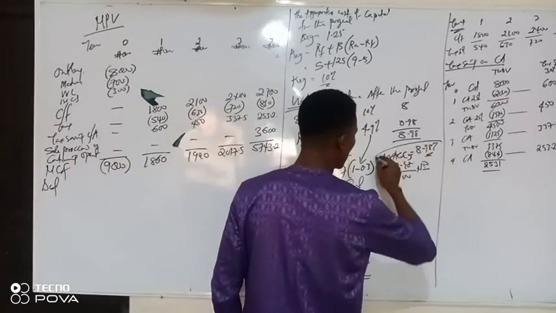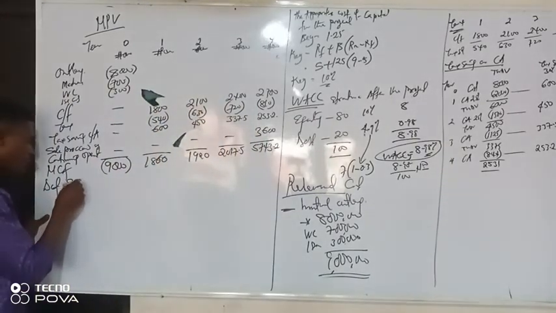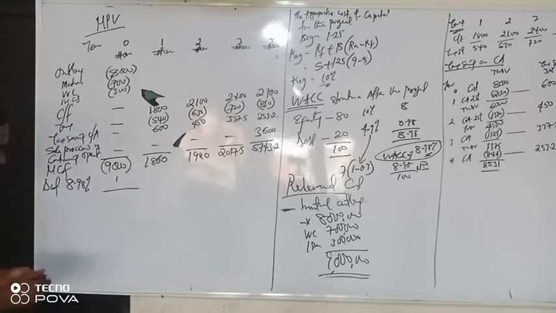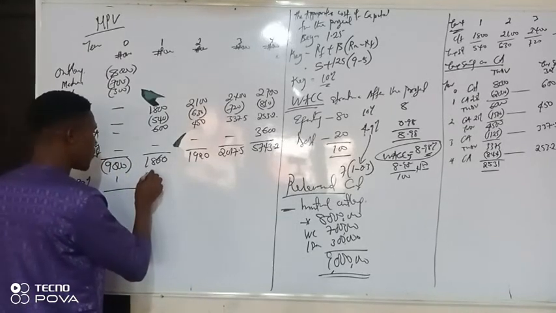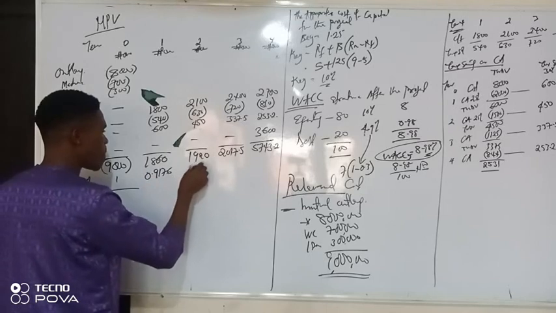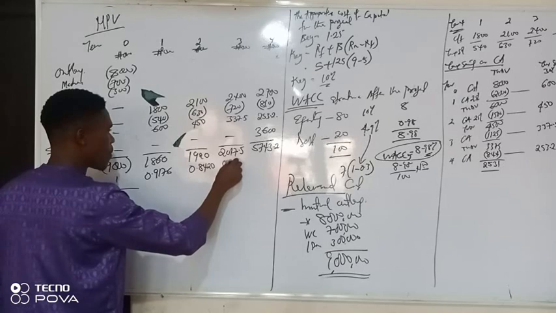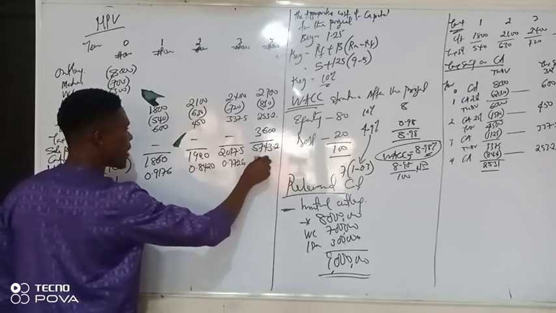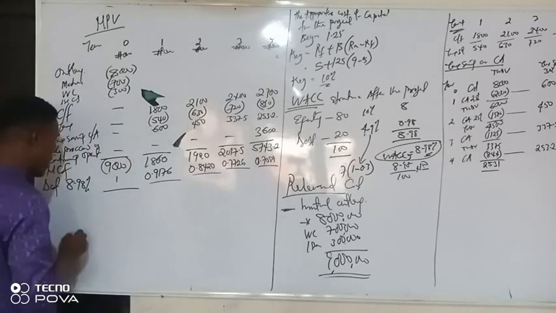1860. 1920. 8.98. That'll be 8.98%. So year 1, year 2, year 3, year 4, 0.976. So you are that. Our PV.